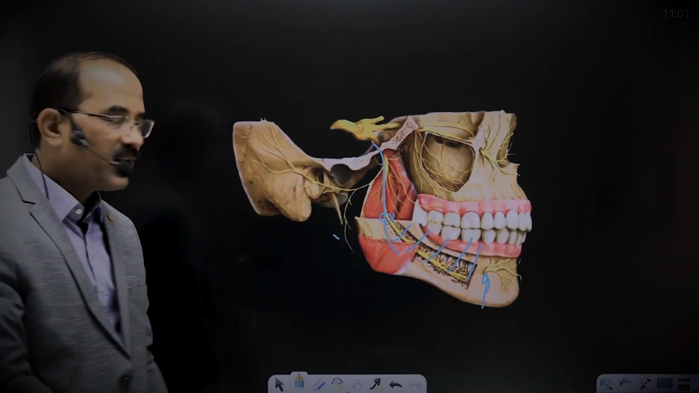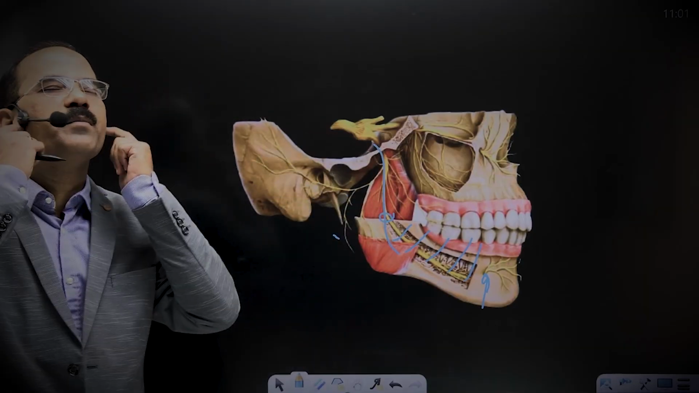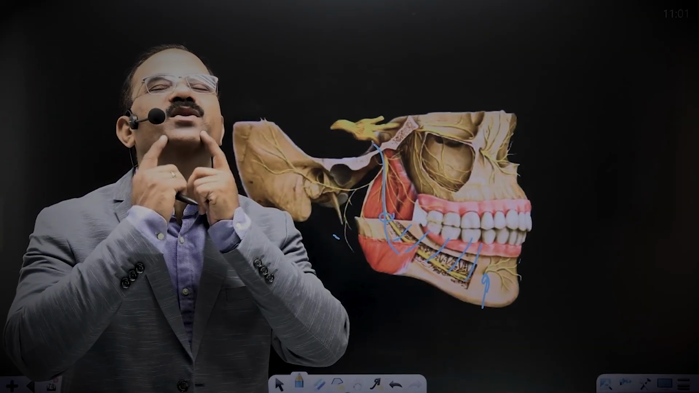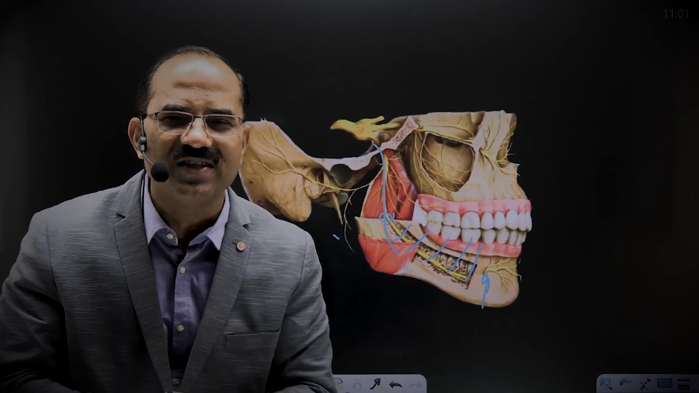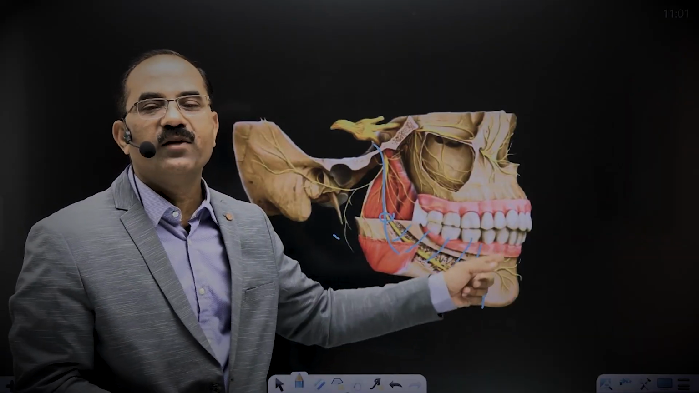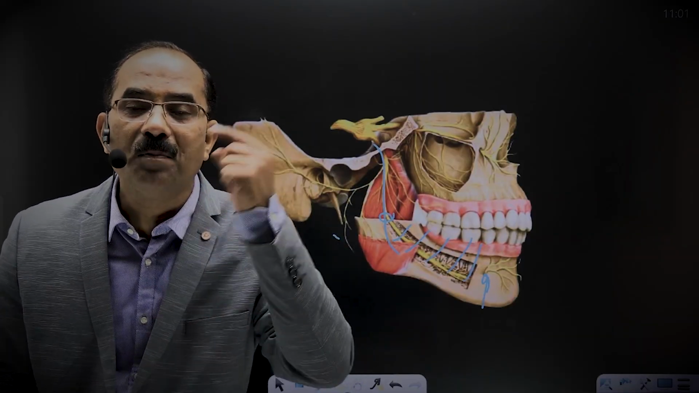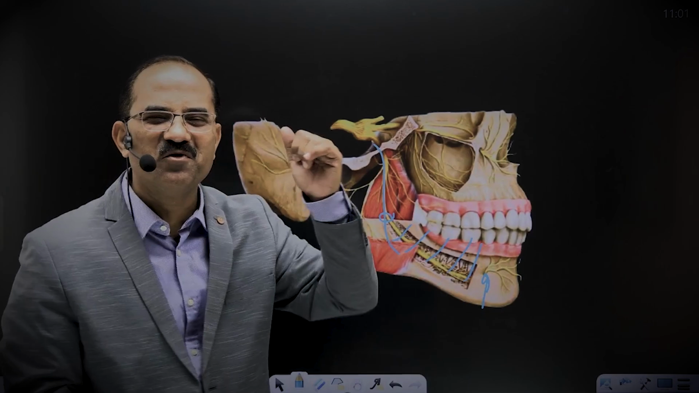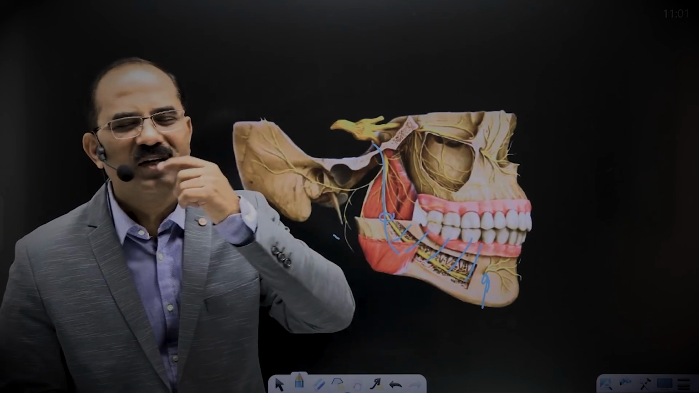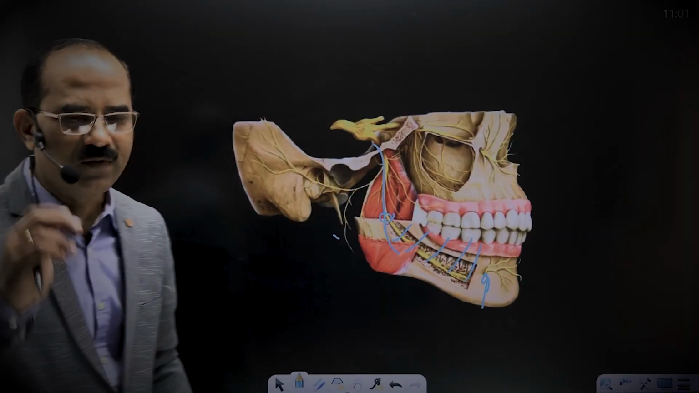So the inferior alveolar nerve enters the mandibular foramen, supplies the lower jaw and the lower teeth, and comes out as the mental nerve. Now this inferior alveolar nerve is the nerve where you give a block. You know this. That's the inferior alveolar block to operate on the lower teeth and the lower jaw. Perfect. That's the inferior alveolar nerve.